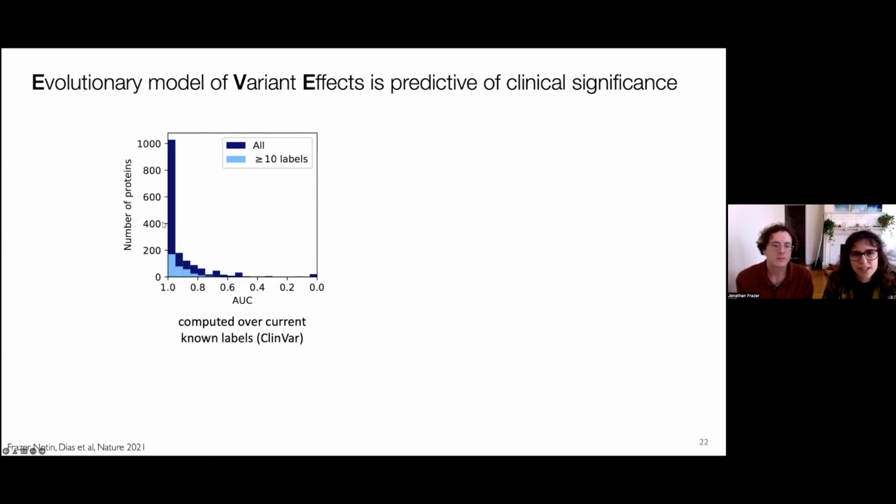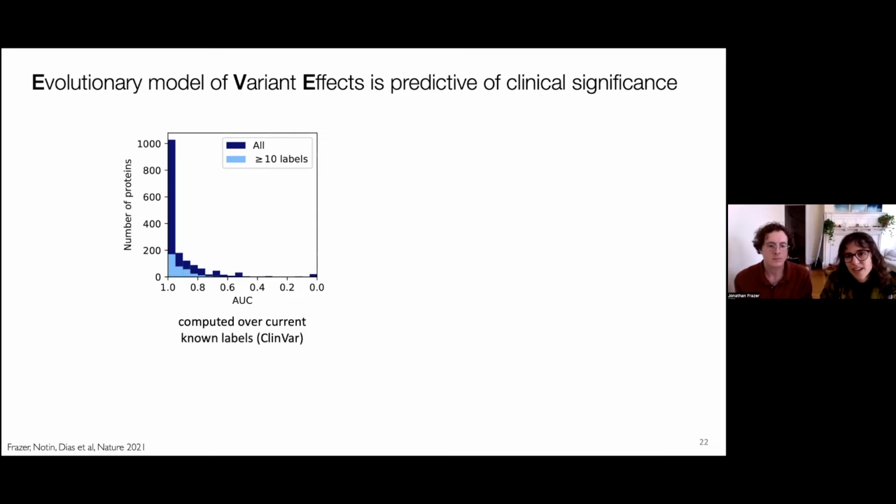What you can see here is that a lot of the proteins that we were studying have actually a very small number of known annotations. So it's quite noisy to compute AUCs, and you can get noise either up or down on the AUCs. So we also checked what was the distribution of the AUCs only for the subset of genes that have at least 10 known annotations for computing AUCs, and indeed we see that the performance goes up slightly.